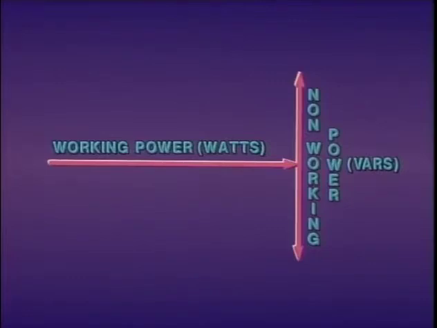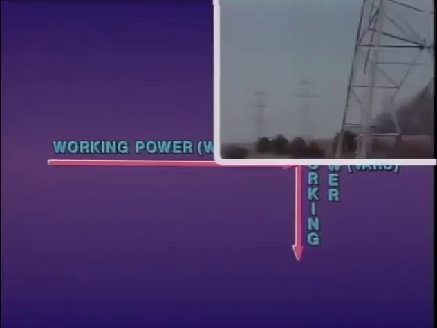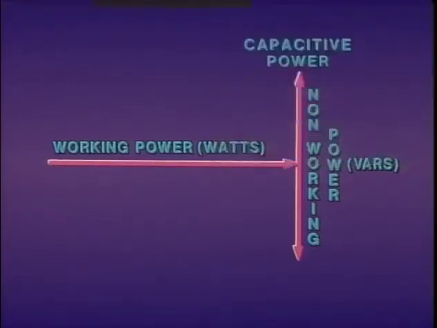Non-working power may include two different and opposing conditions. One of these conditions is represented by the upper half of the vertical line. This condition is non-working power that is a result of charging current, such as the charging current required to energize long, high-voltage transmission lines. This kind of non-working power is referred to as capacitive power.